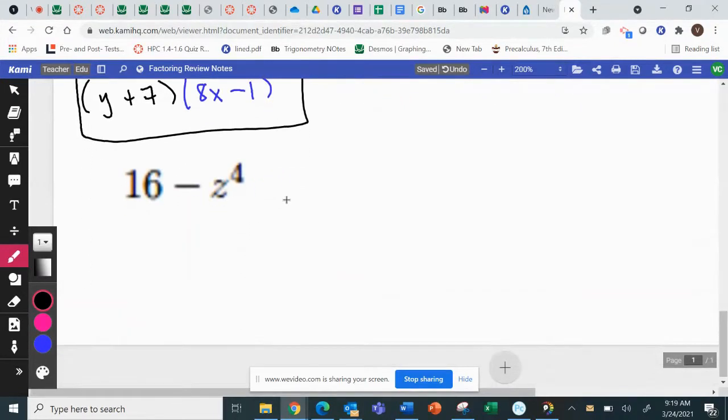Okay, and then the last example is 16 minus z to the fourth. I look for a GCF, which there is not a GCF. If there was, I'd have to do it first. And then I'm going to look what I have. I'm looking at 16 and z to the fourth. This is a fourth power. A fourth power is not a cube, but a fourth power is a perfect square. It is z squared squared.